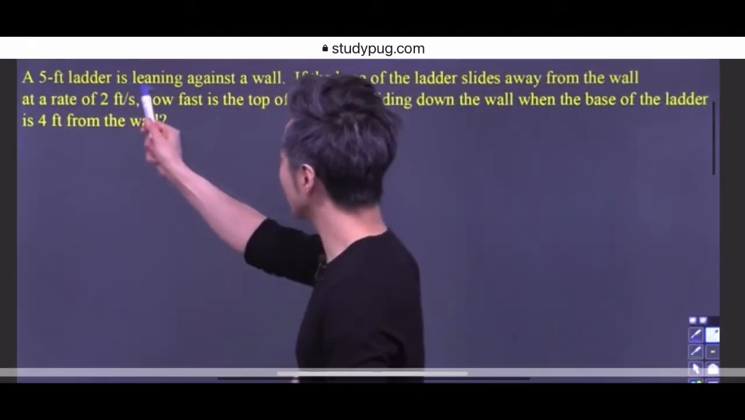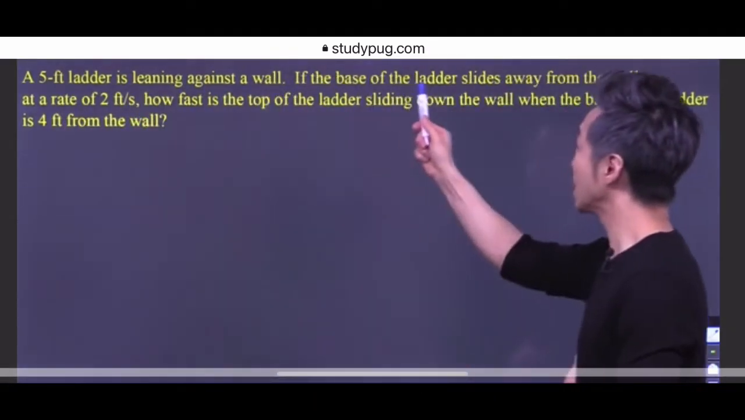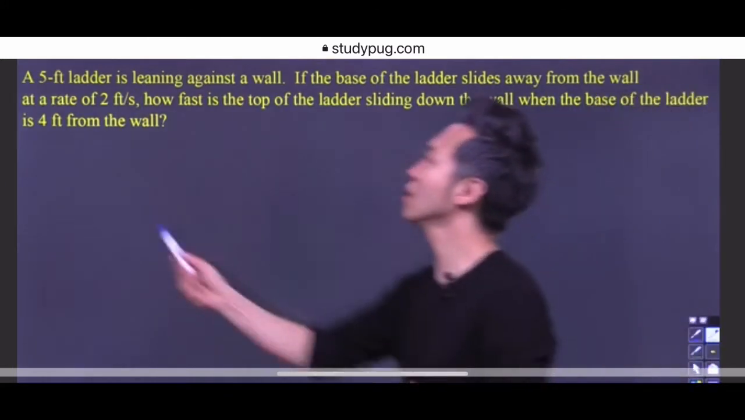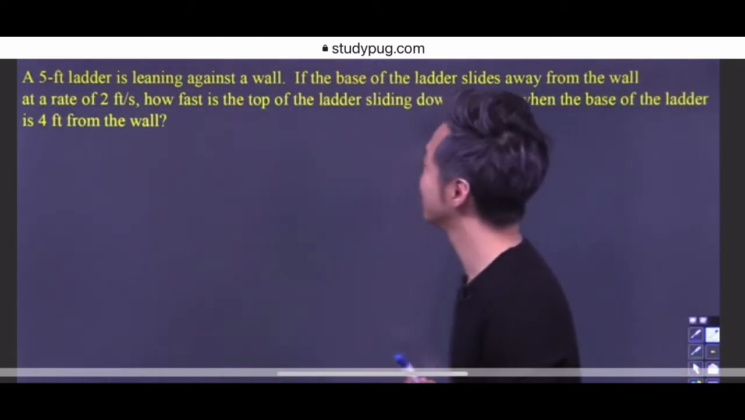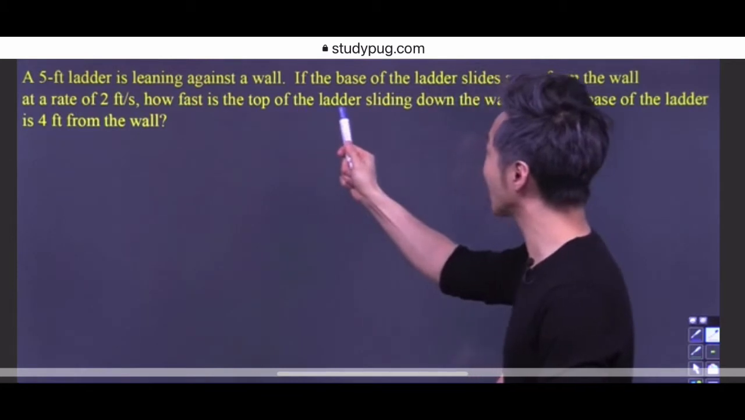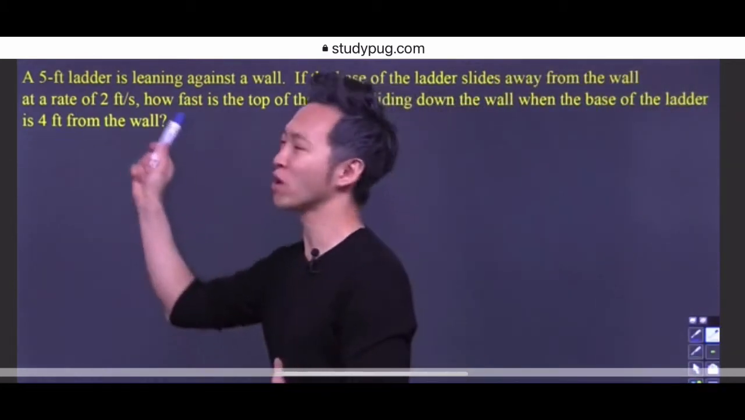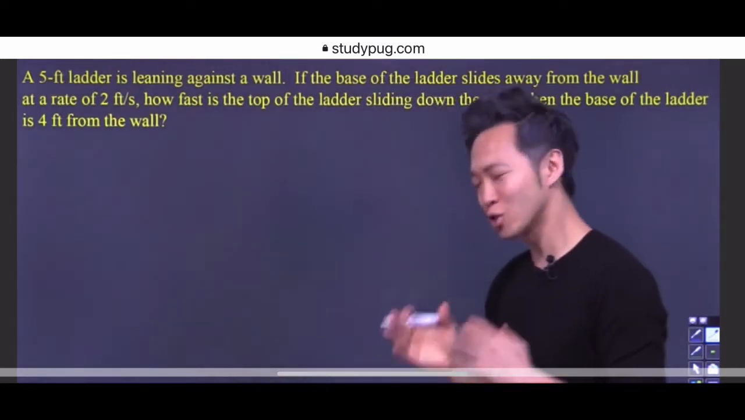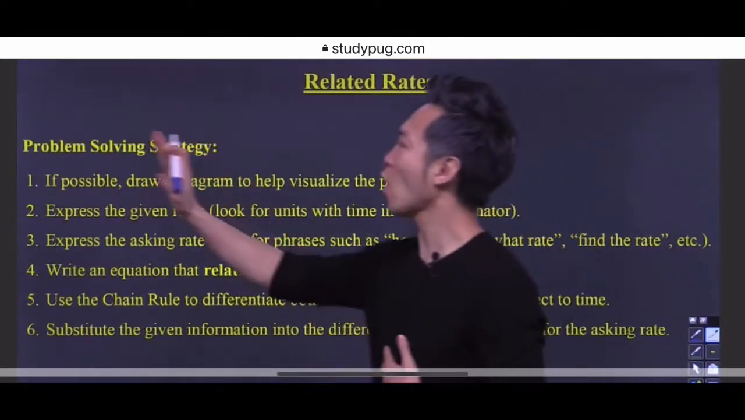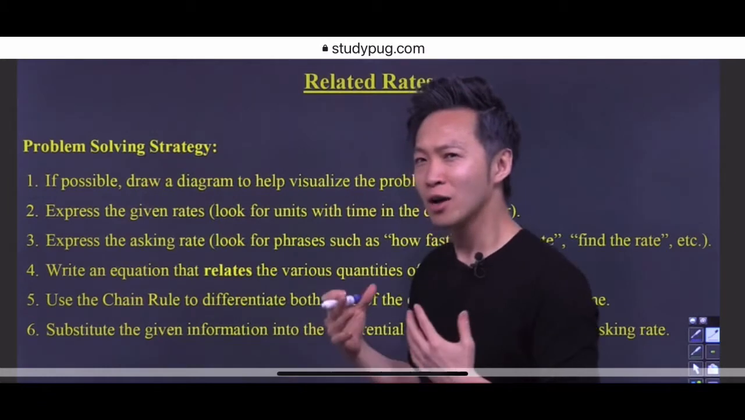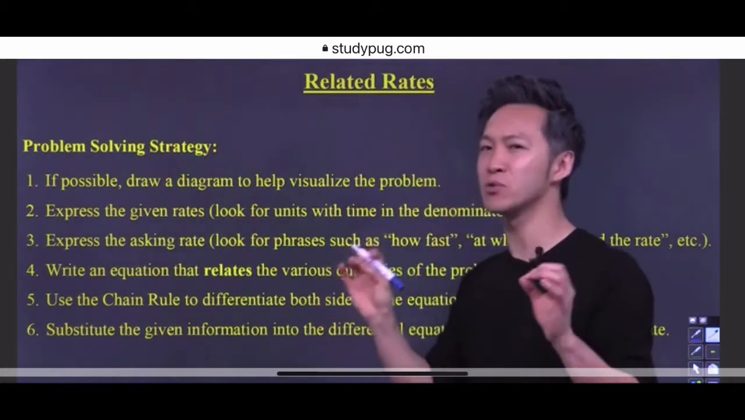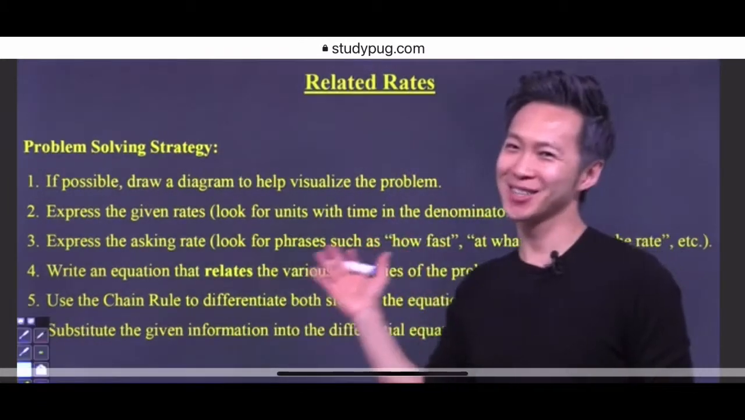A 5-foot ladder is leaning against the wall. If the base of the ladder slides away from the wall at a rate of 2 feet per second, how fast is the top of the ladder sliding down the wall when the base of the ladder is 4 feet from the wall? So let me show you how to use our problem-solving strategy here to help us tackle any related rate problem easily. So let's go.